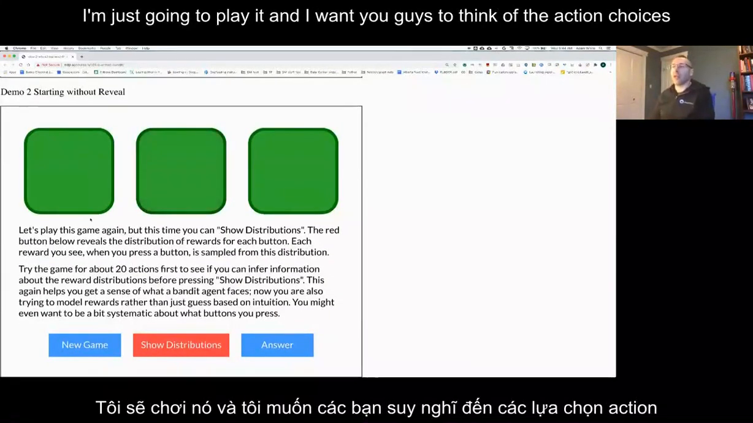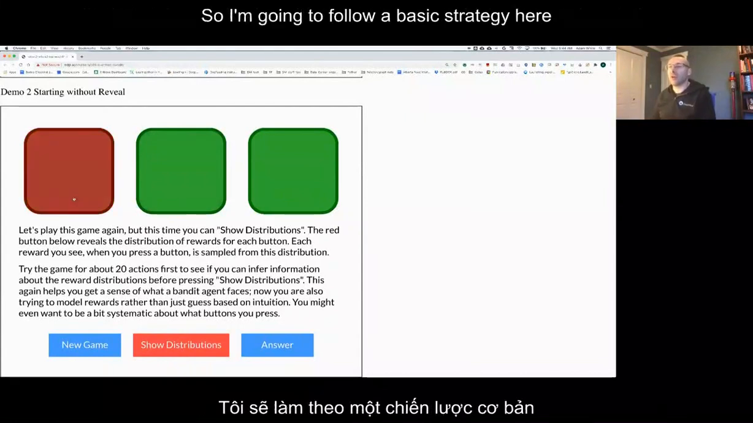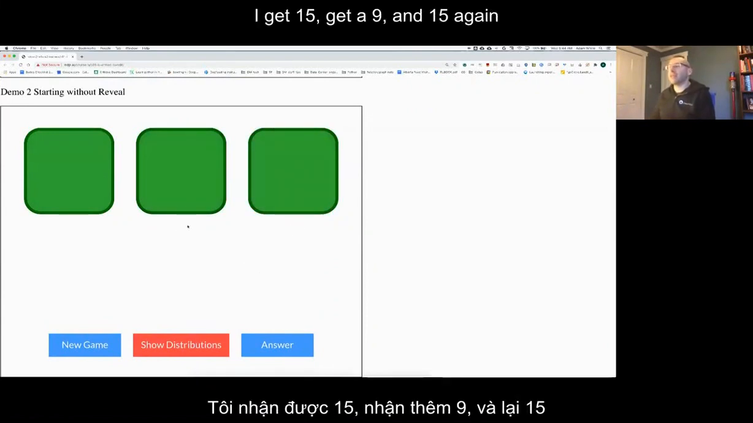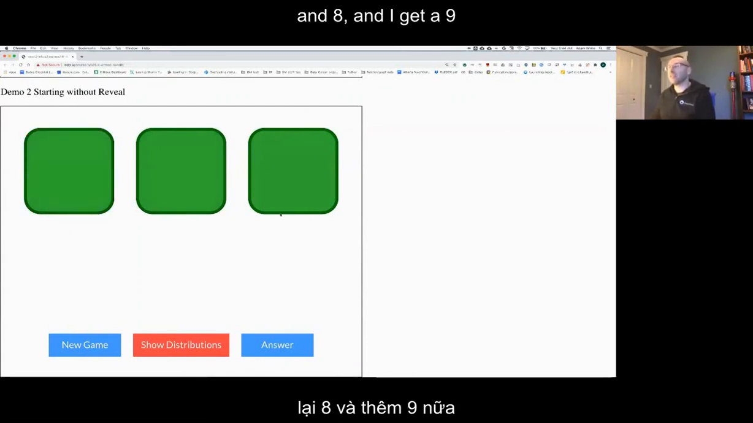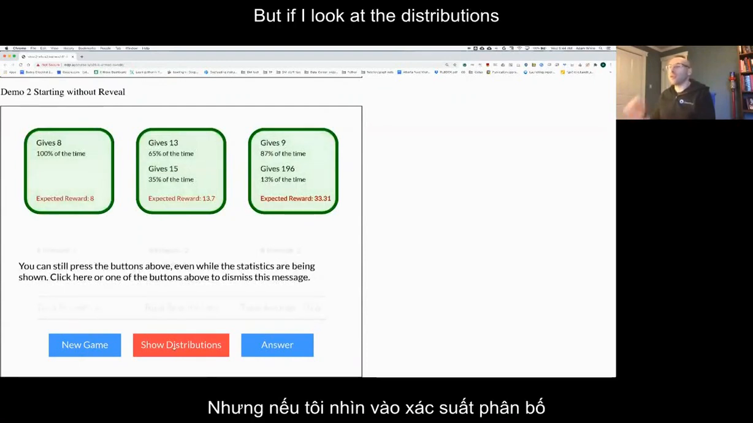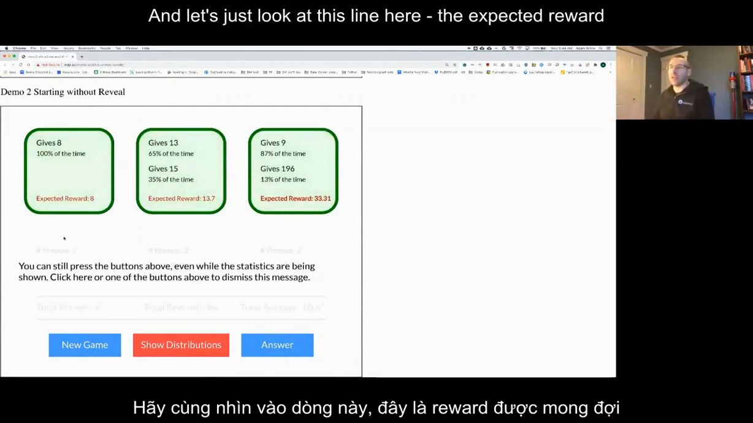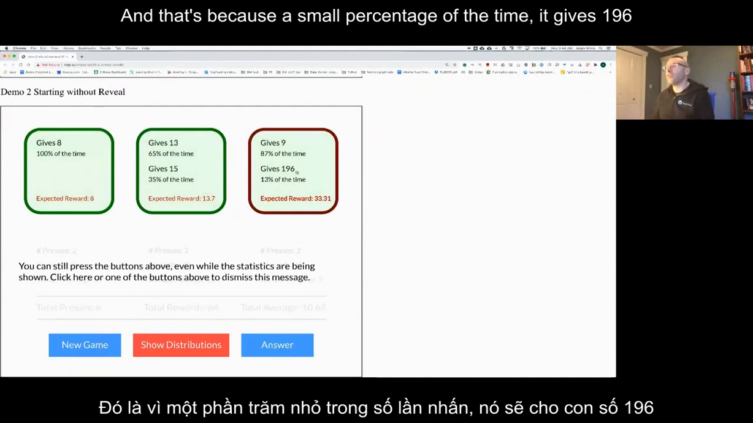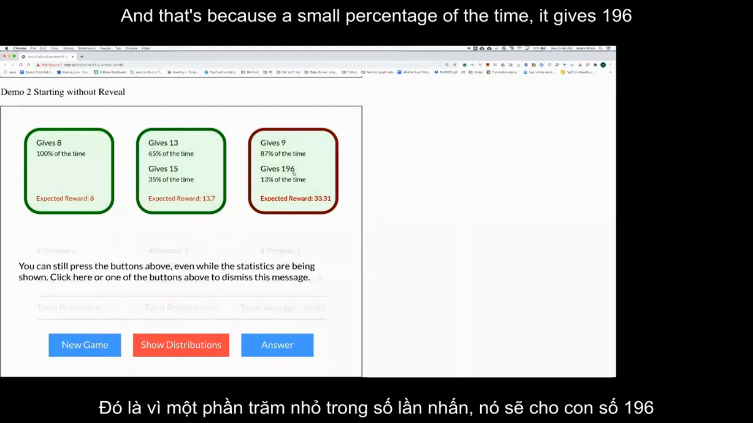I'm just going to play it, and I want you guys to think of the action choices. So I'm going to follow a basic strategy here. So I get an 8, get 15, get a 9, get 15 again, get an 8, and I get a 9. They're all seemingly similar. But if I look at the distributions, and let's just look at this line here, the expected reward, this last one has a really good expected reward, 33.31. And that's because a small percentage of the time it gives 196.